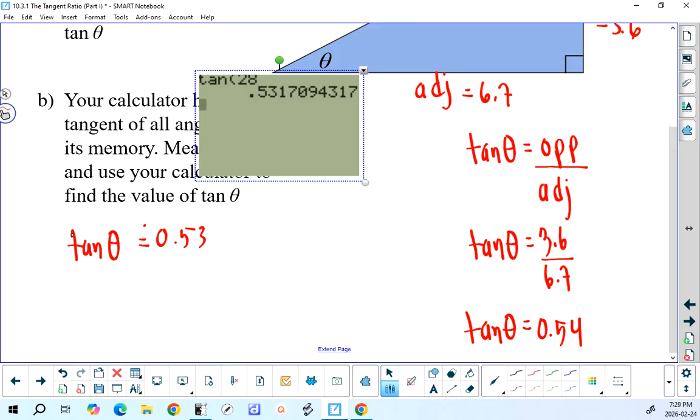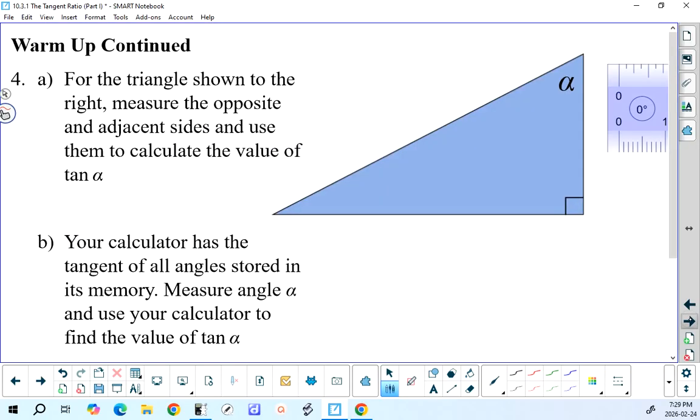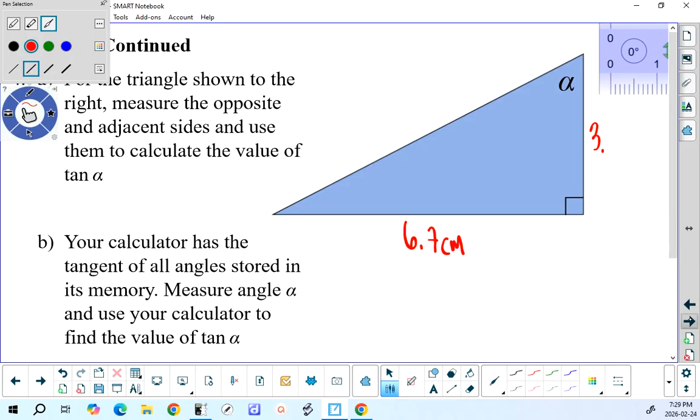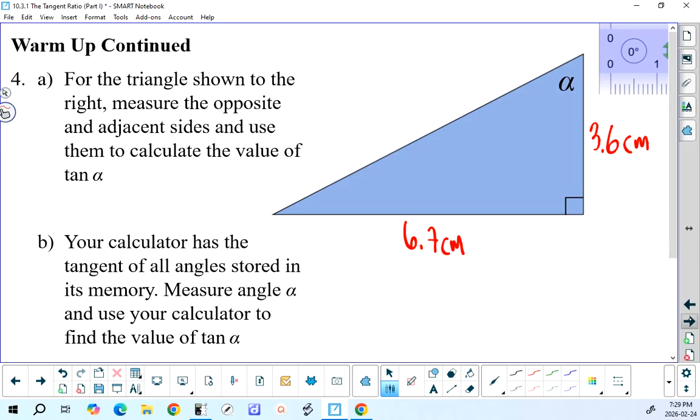I know that's still not meaningful to you. It doesn't mean anything, but just hang on. It will come together in a few minutes. Now, what if we take the same triangle and we do the same thing with alpha? Well, it's the same triangle, so I am not going to remeasure things. This was 6.7 centimeters. This was 3.6 centimeters. But this time, this is opposite to the angle. And this is adjacent.